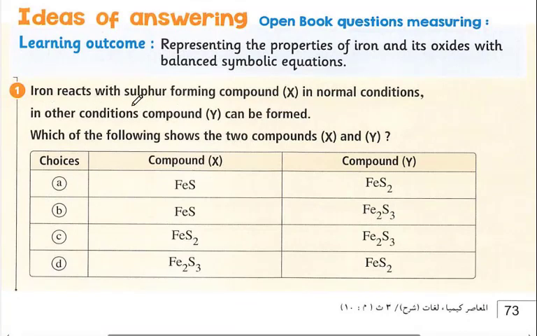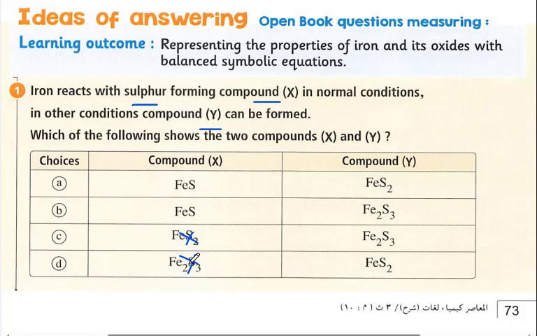Iron reacts with sulfur in normal conditions, forming compound X. In other conditions, it forms compound Y. So which of the following shows the two compounds X and Y? Look, if it is a normal condition and heat, it forms ferrous sulfide. So this is wrong and this is wrong.